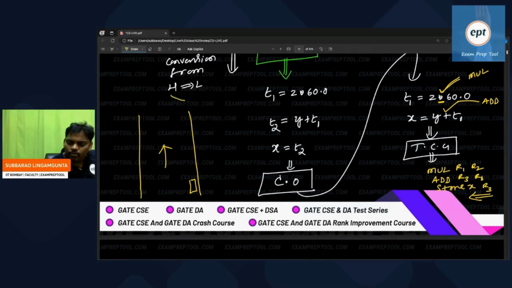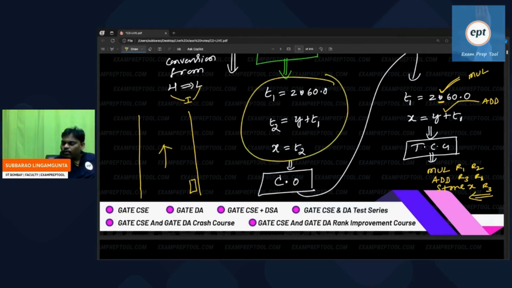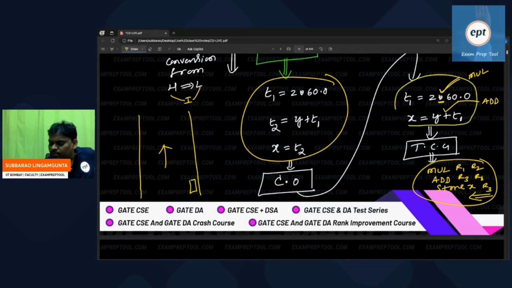So in a similar way: high level to intermediate, intermediate to low level. This is the low level. If there is a possibility, optimize. Code optimization. Sometimes optimization may not be possible.